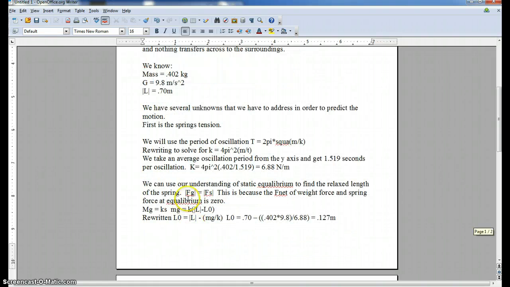Coming down for the relaxed state of the spring, we are going to look into it that the system is at a static equilibrium, so that weight force is going to equal spring force. Knowing this, we can get this equation, which then we can solve for the relaxed state, which will be 1.127 meters.